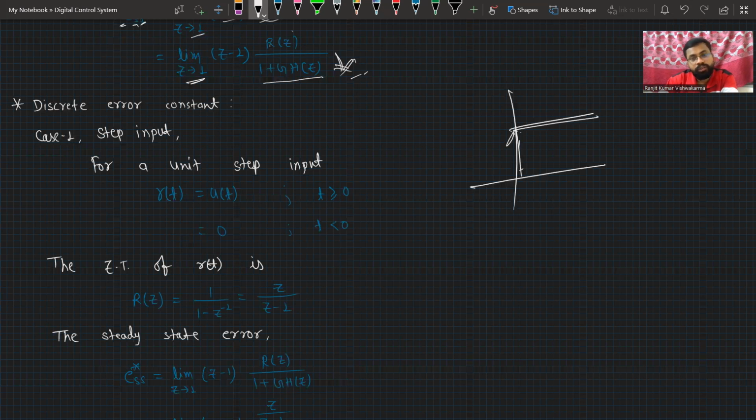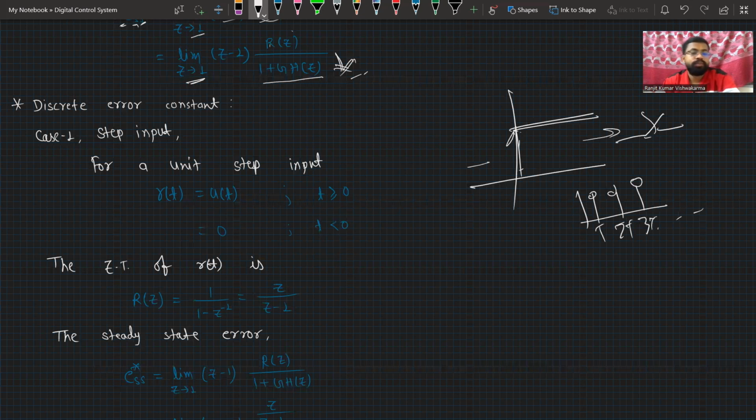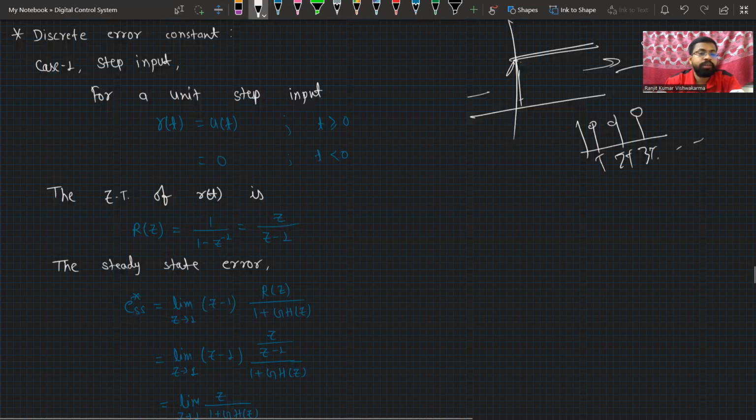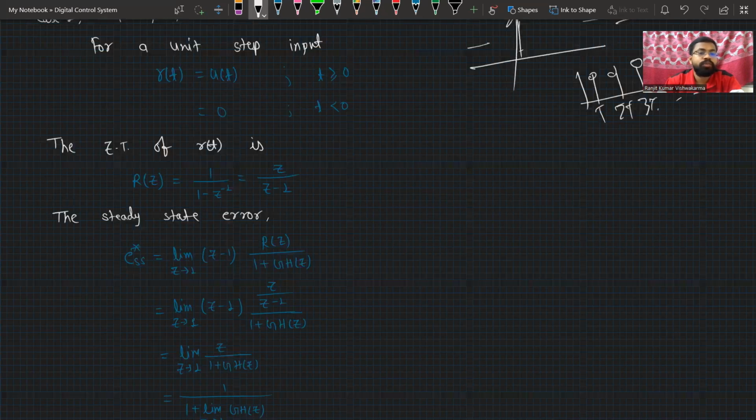After giving the sampler, it becomes samples at every instant, that is T, 2T, 3T, this way. Taking the z transform of this r of t, we will get R of z equals 1 by 1 minus z inverse.